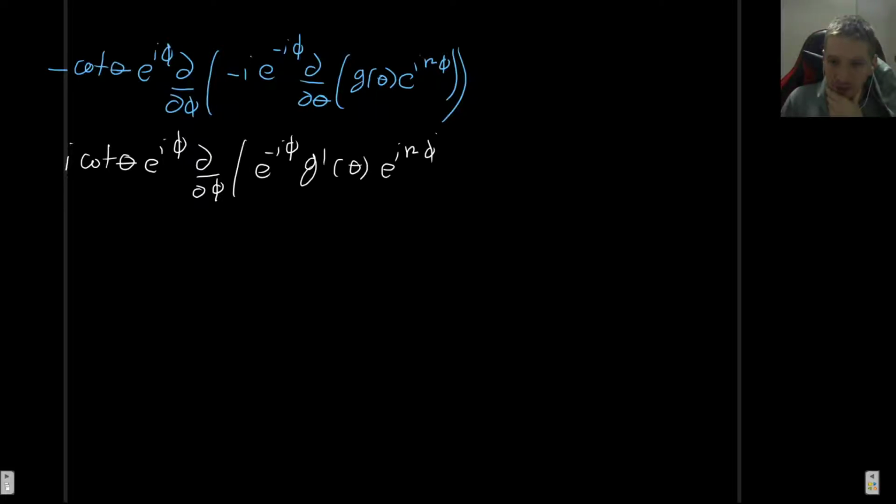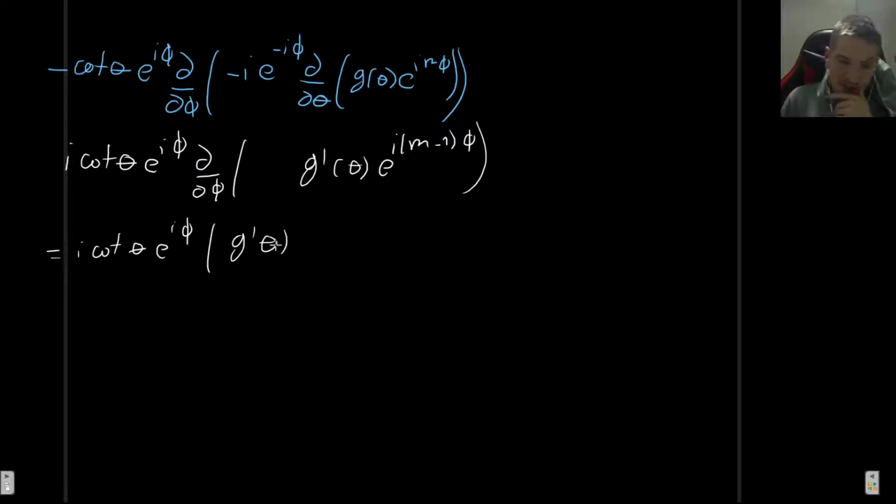e^{imφ}. So here let's rewrite the exponentials as e^{i(m-1)φ}. Right, so just put them into a single exponential so that it's easier to apply the derivative here. So when we do that, we get i cotangent of theta e^{iφ} times, well, g'(θ), this is unchanged, times i(m-1) e^{i(m-1)φ}.